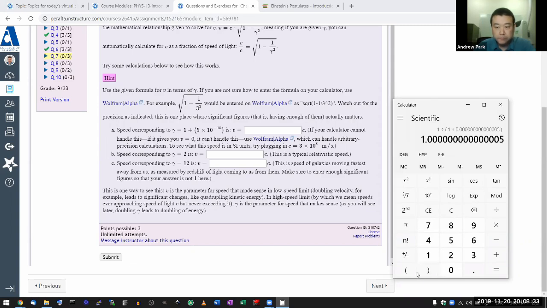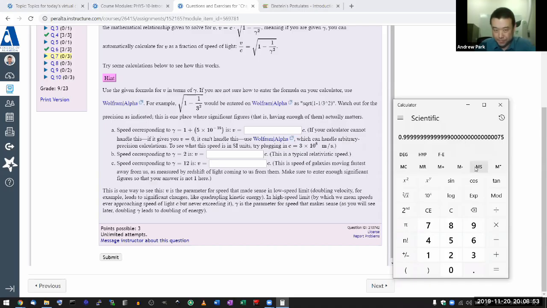Wait, I need to square that. So that's 1 over gamma squared. Yeah, that's 1 over gamma squared, equals. Right, that is 1 over gamma squared.